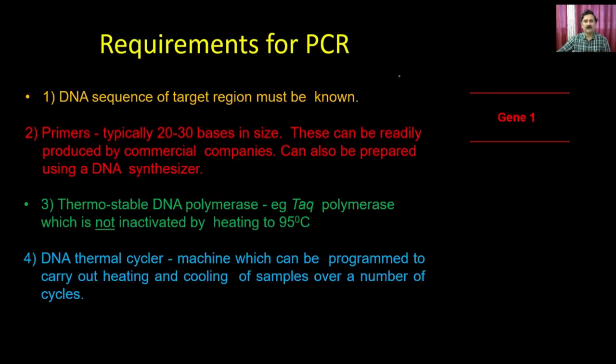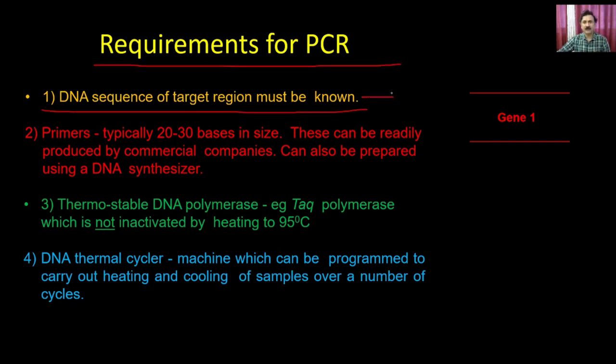So what are the things you require? The requirements of PCR. The first thing is that the DNA sequence of the target region must be known. For example, you cannot use PCR if the target sequence is not known, which means PCR cannot be used for unknown sequences. For PCR, the genomic sequence as well as the sequence of the gene should be known.